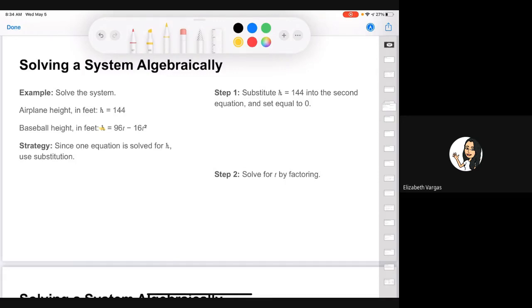So 144 is equal to 96t minus 16t squared. And what I want to do is set that equation equal to 0. Setting it equal to 0 will give me a parabola equation, which will make it easier for me to factor and find the solution to this set. So setting this equal to 0, the easiest way to do it for this particular problem is to take this part of the equation and move it over.